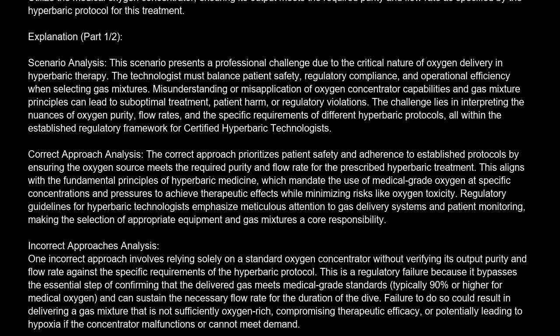Incorrect approaches analysis. One incorrect approach involves relying solely on a standard oxygen concentrator without verifying its output purity and flow rate against the specific requirements of the hyperbaric protocol. This is a regulatory failure because it bypasses the essential step of confirming that the delivered gas meets medical-grade standards, typically 90% or higher for medical oxygen, and can sustain the necessary flow rate for the duration of the dive. Failure to do so could result in delivering a gas mixture that is not sufficiently oxygen-rich, compromising therapeutic efficacy, or potentially leading to hypoxia if the concentrator malfunctions or cannot meet demand.